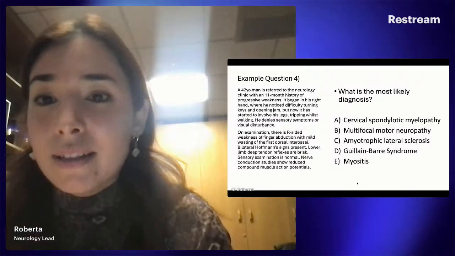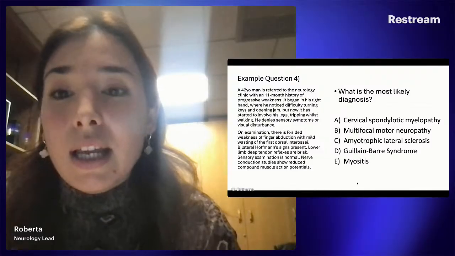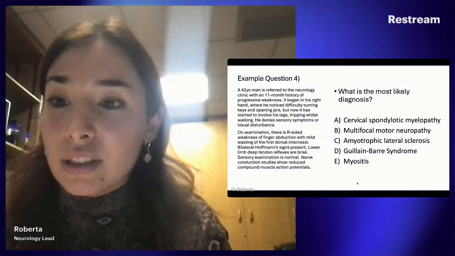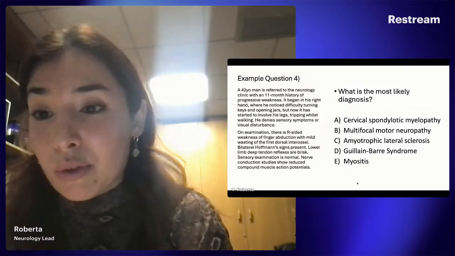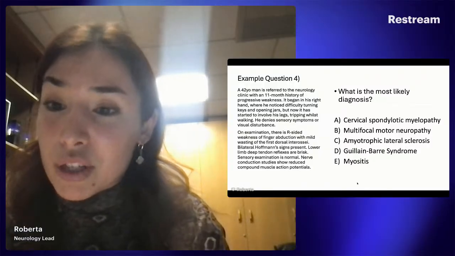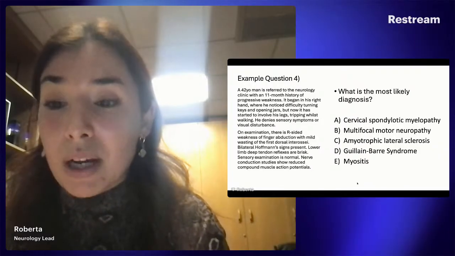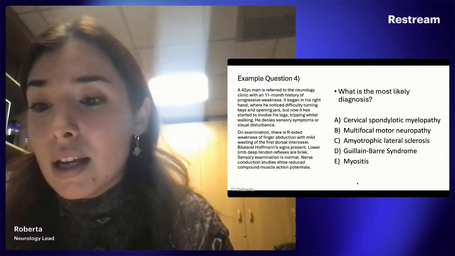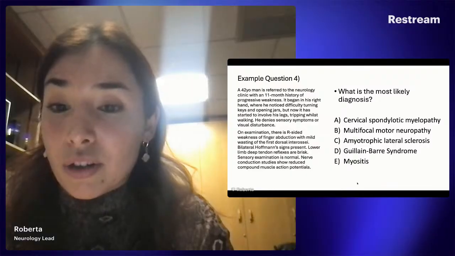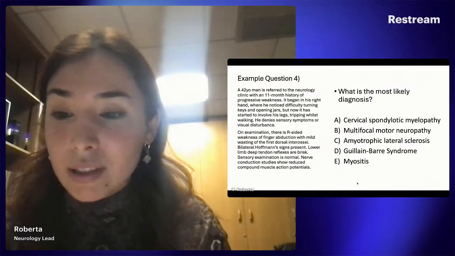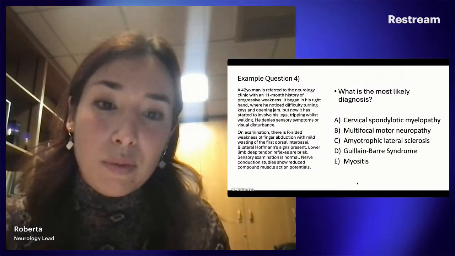A 42-year-old man is referred to the neurology clinic with an 11-month history of progressive weakness. It began in his right hand, where he noticed difficulty turning keys and opening jars, but now it has started to involve his legs, with tripping whilst walking. There are no sensory symptoms or visual disturbances. On examination, there is right-sided weakness of finger abduction with mild wasting of the first dorsal interossei, and bilateral Hoffmann signs present. Lower limb deep tendon reflexes are brisk. Sensory examination is normal. Nerve conduction studies show reduced compound muscle action potentials. What is the most likely diagnosis?